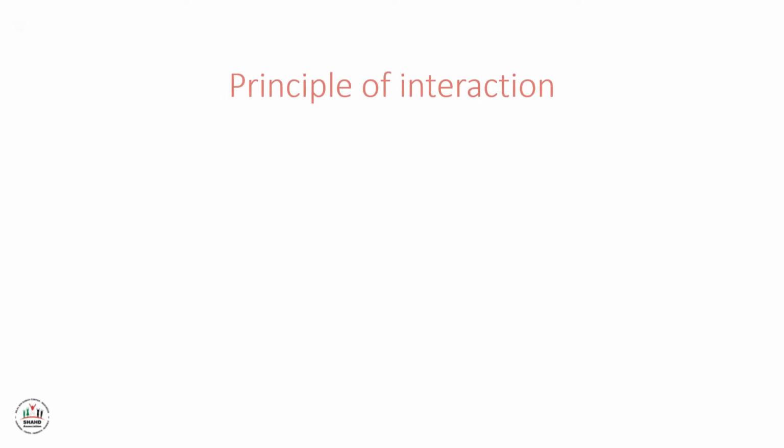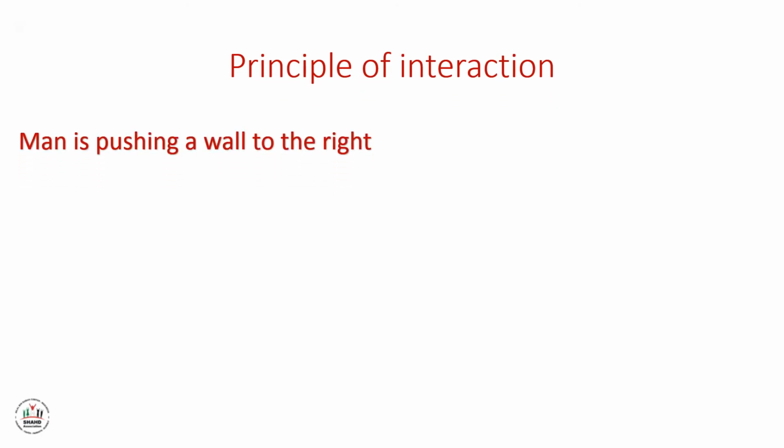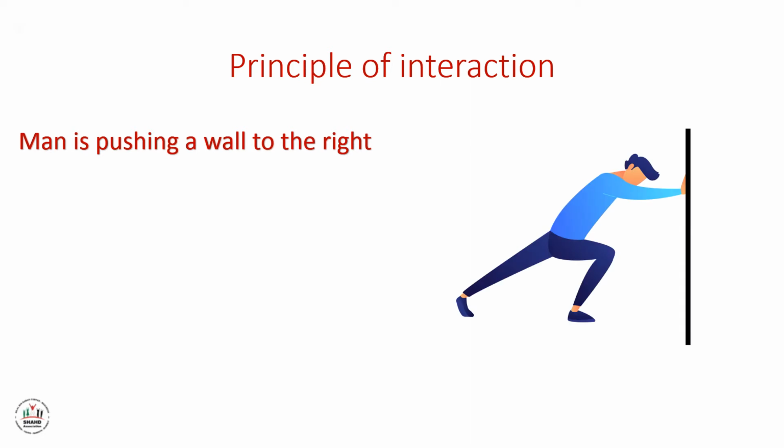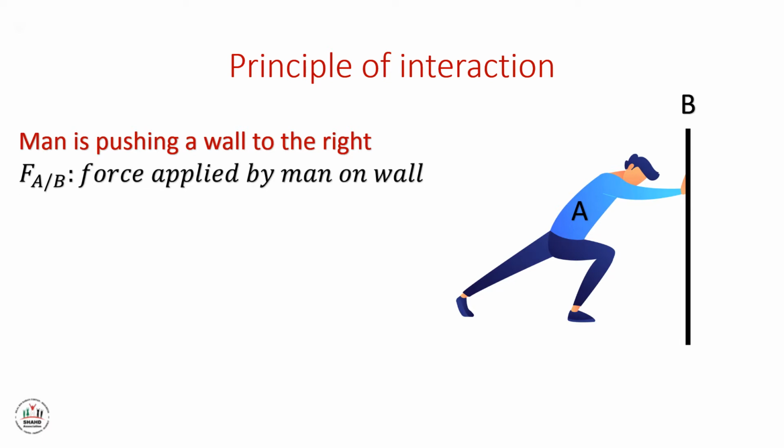To make the principle of interaction clear, let's take the following example. Suppose that a man is pushing a wall to the right. So he is applying a muscular force on the wall. Now name the man as an object A and the wall as an object B. Now we can say that we have a force that's applied by object A on B and it's named as FA on B. So it's the force applied by the man on the wall.